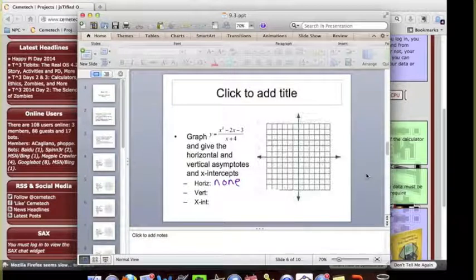Vertical asymptotes are where the denominator equals 0. So x plus 4 equals 0 is when x is negative 4. So we have a vertical asymptote at x is negative 4.